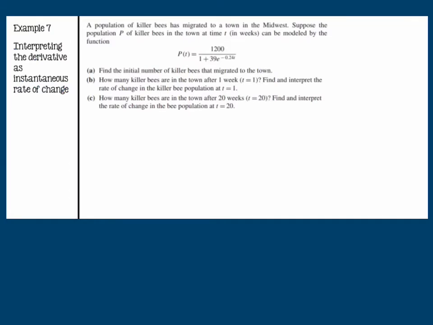All right, let's look at number 7. This is our first problem. That was all just trying to explain the derivative, and I think it's very beneficial. It's going to help you in the long run. So we have a population, right out of your textbook, of killer bees that migrated to a town in the Midwest. Yikes. Suppose the population P of killer bees in the town at time t in weeks can be modeled by this logistic function. Remember, bees is the population unit, and t is in weeks.